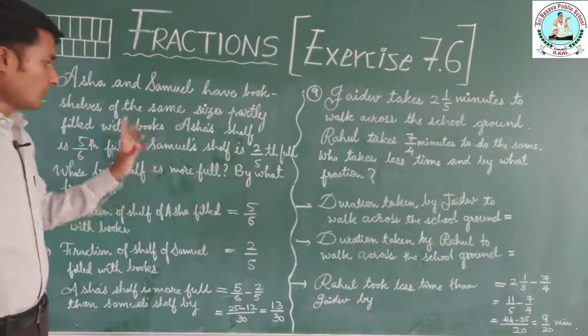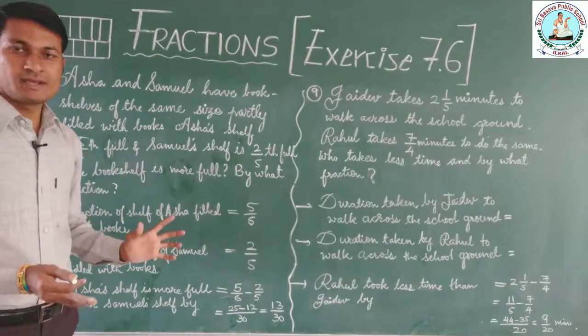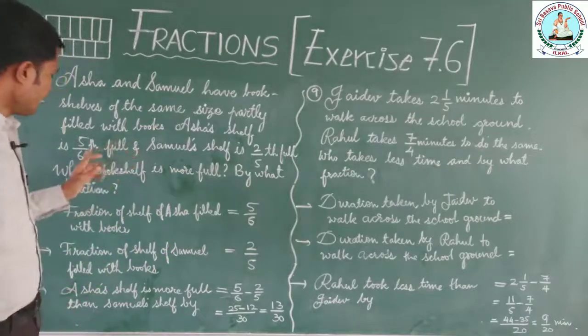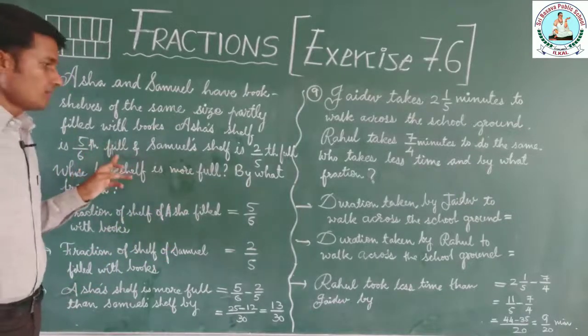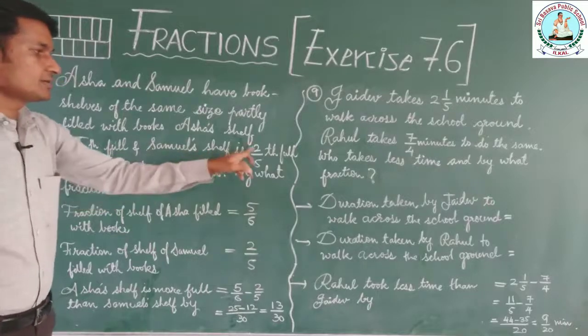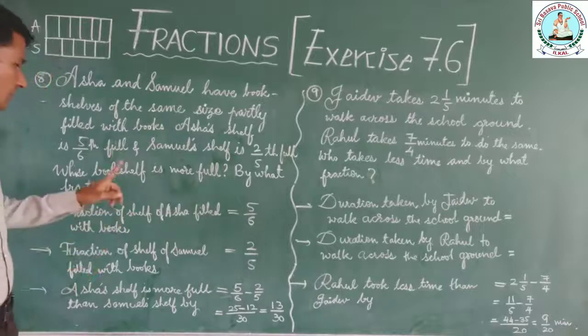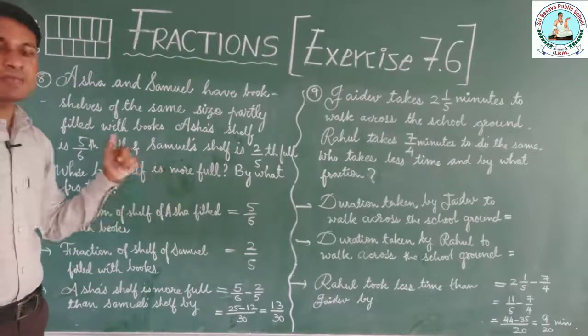First of all, both bookshelves are not fully completed, means not fully filled with books. Asha's is 5/6 full, but Samuel's shelf is 2/5 full, right? Partly filled means not completely filled. Then whose bookshelf is more full and by what fraction?